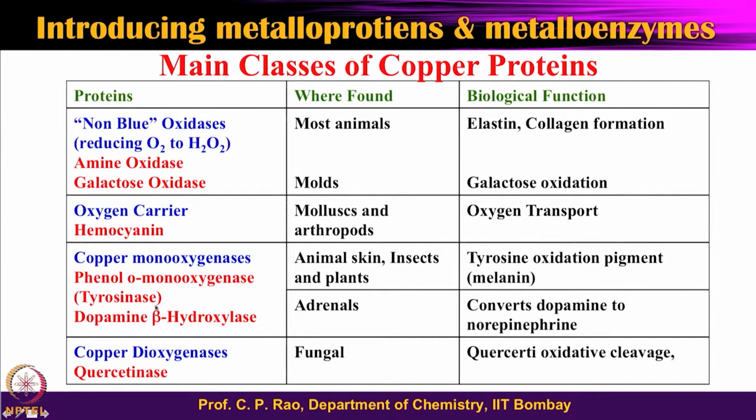Monooxygenase will add only one oxygen, and dioxygenase will add both the oxygens of the O2, and some of the corresponding reactions are shown here. Tyrosine oxidation gives an oxidized form, which will further convert into melanin. Dopamine to norepinephrine happens in the brain of the human. And for dioxygenase, quercetin oxidative cleavage, these are present in the fungal.